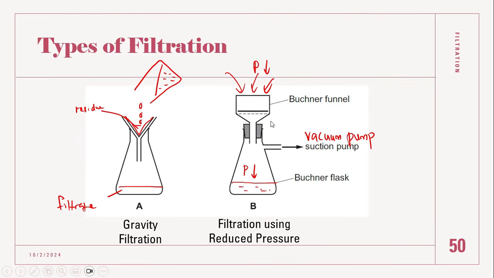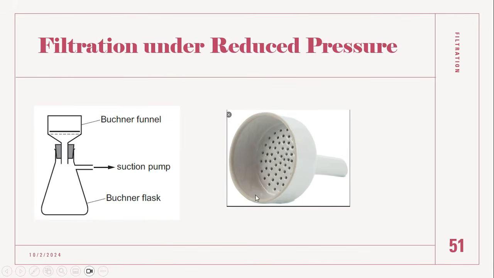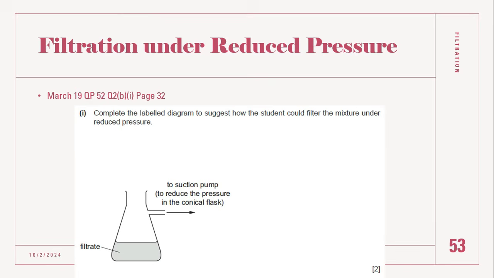Now this funnel is something that looks like this. It has holes, so we need to line a piece of filter paper to collect the residue. So there's a question in the March 2019 paper asking us to complete a diagram to show how the student could filter the mixture under reduced pressure. So draw a Buchner funnel with a piece of filter paper in it, and seal the flask so that the vacuum pump can suck all the air.